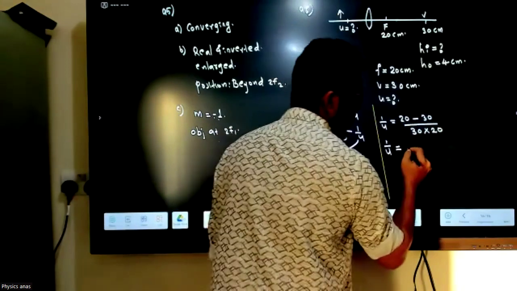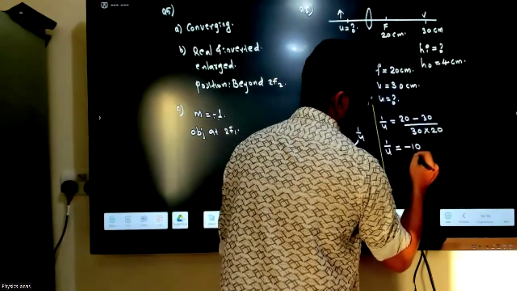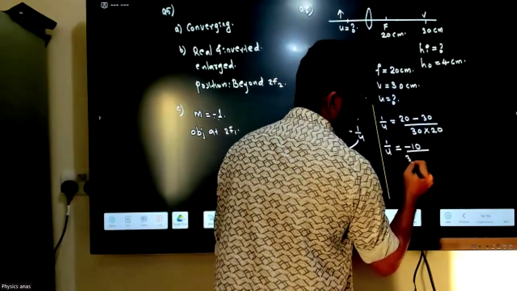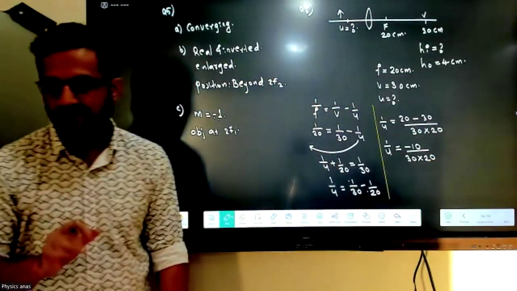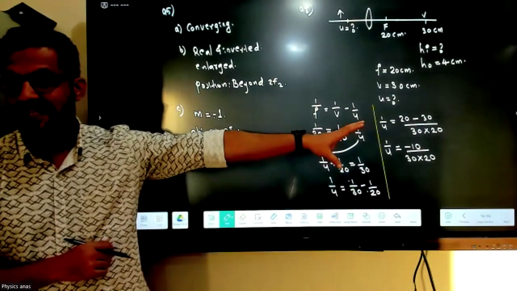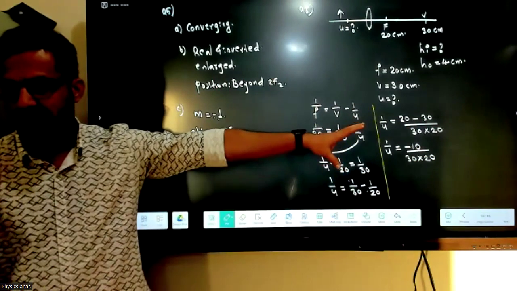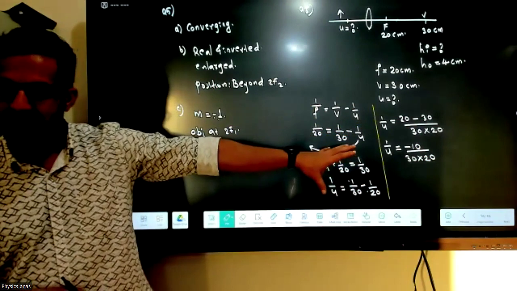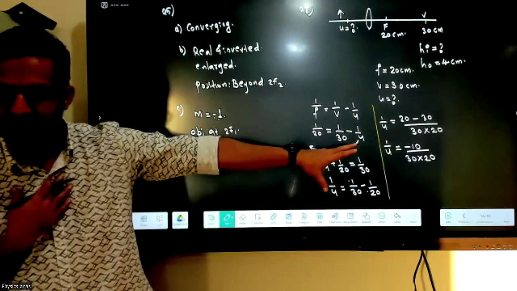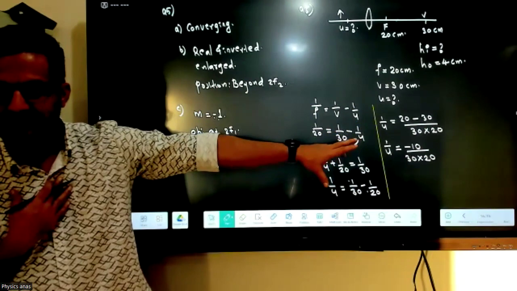30 minus 20 is 10. You can take a minus, so minus 10 divided by 30 into 20. Don't do the calculation now. You will get a chance to cut down something just by looking at it.